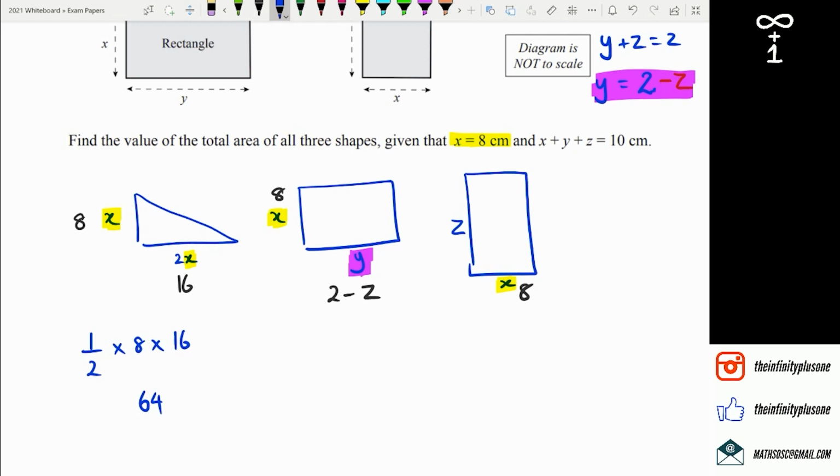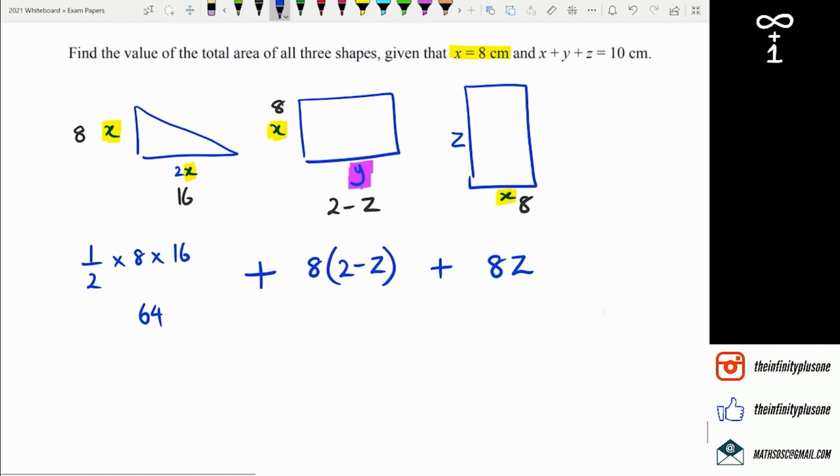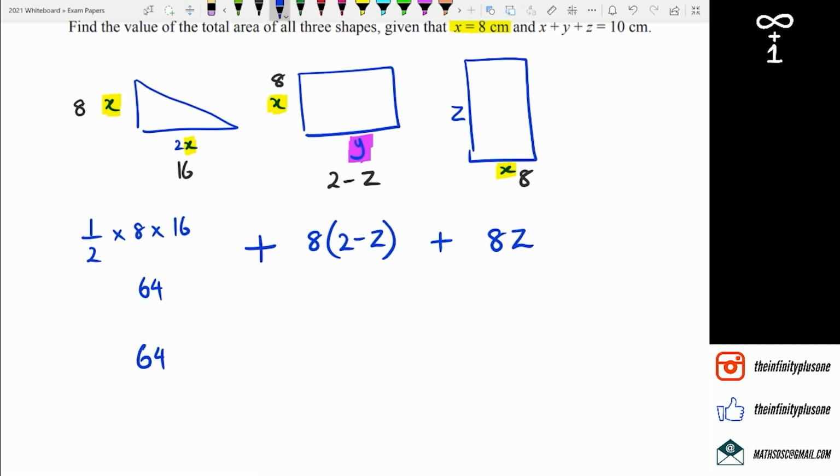Then we've got the area of a rectangle. So this is going to be 64 plus 8 times 2 minus z, which we can't really do anything with, plus we've got the area of this next rectangle, which is z times 8, which is going to be 8z. So we're going to expand this out now. So we've got 64 plus 16 minus 8z, because 8 times 2 is 16, 8 times negative z is negative 8z, and of course we've got the 8z in the end. Now the 8z's, as you can see, are cancelling out, so we've got 64 plus 16, which equals 80 centimeters squared.